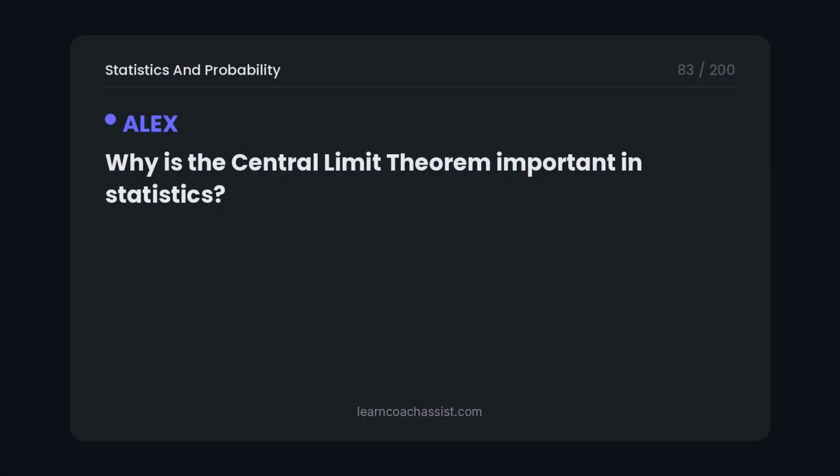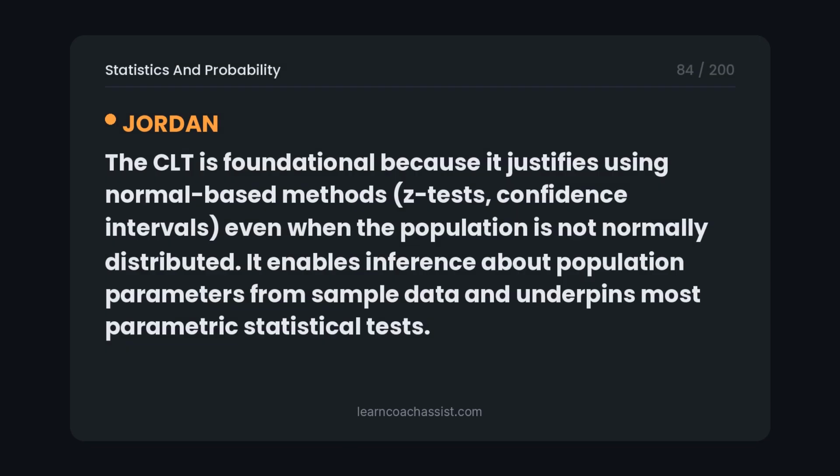Why is the central limit theorem important in statistics? The CLT is foundational because it justifies using normal-based methods, z-tests, confidence intervals, even when the population is not normally distributed. It enables inference about population parameters from sample data and underpins most parametric statistical tests.